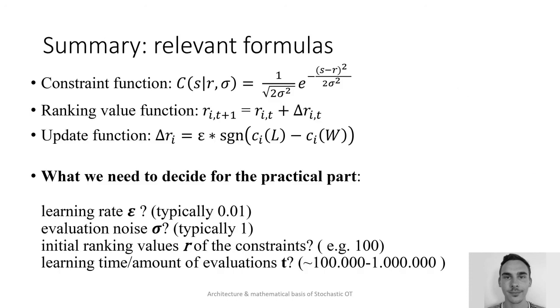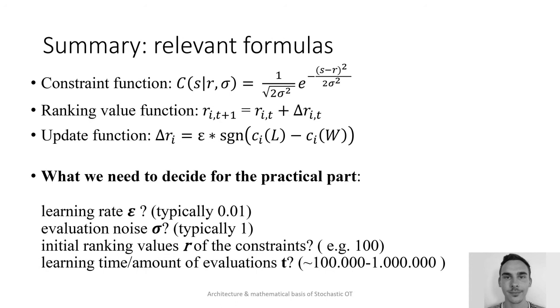In summary, we deal with 3 important functions in the GLA: the constraint function, the ranking value function, and the update function. As I said before, you won't need to actually remember them, but a fundamental understanding of those formulas can help you with value decisions that you will have to make for training. First of all, you will have to set a learning rate epsilon, typically 0.01 or 0.1. Also, you need to set evaluation noise, which is typically set to 1.